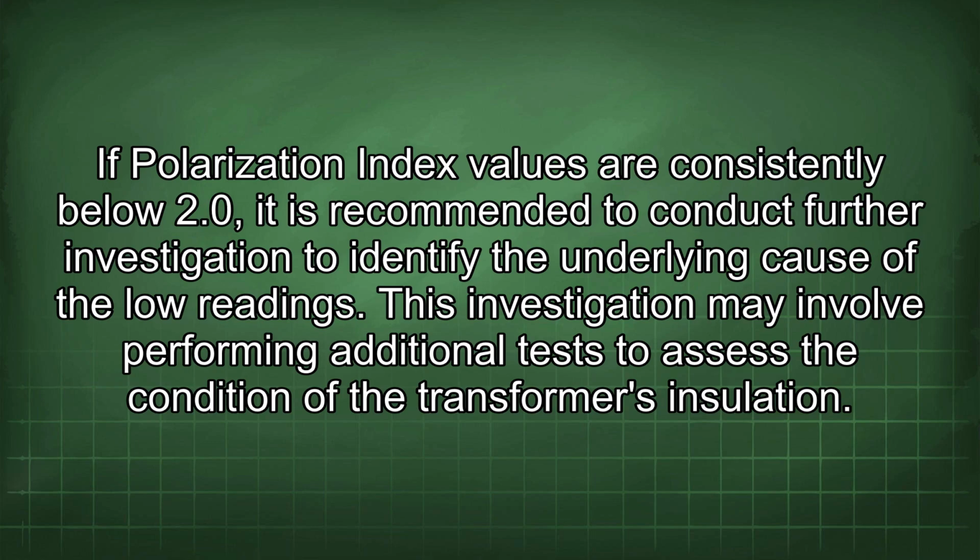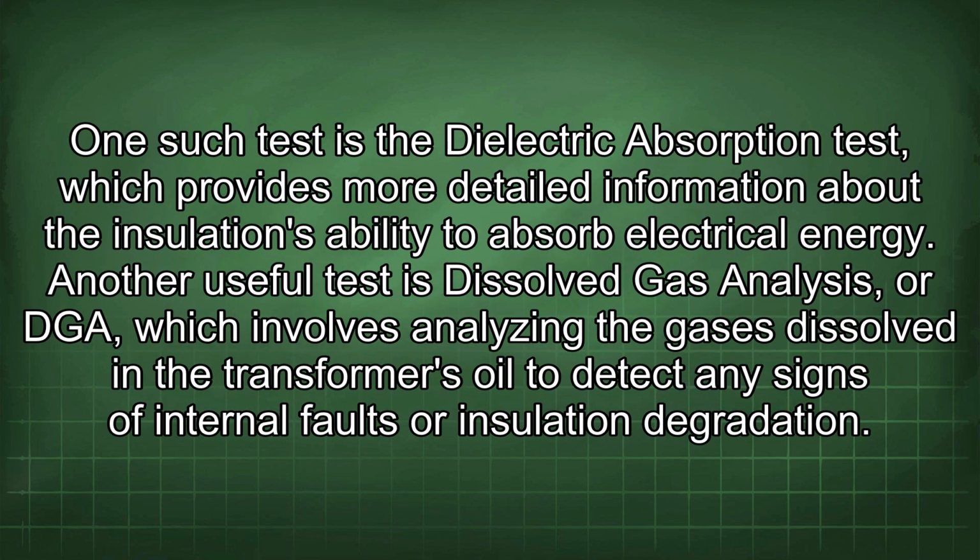This investigation may involve performing additional tests to assess the condition of the transformer's insulation. One such test is the dielectric absorption test, which provides more detailed information about the insulation's ability to absorb electrical energy. Another useful test is dissolved gas analysis, or DGA, which involves analyzing the gases dissolved in the transformer's oil to detect any signs of internal faults or insulation degradation.